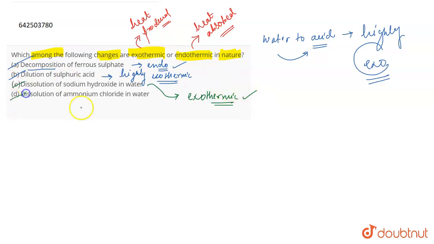Talking about the D part, which is dissolution of ammonium chloride in water. Now, this is an endothermic reaction, because you need to give some heat to the system. You need to heat ammonium chloride in water to dissolve it. So that is why it is an endothermic reaction, because it requires heat. So that's the correct answer for the question.